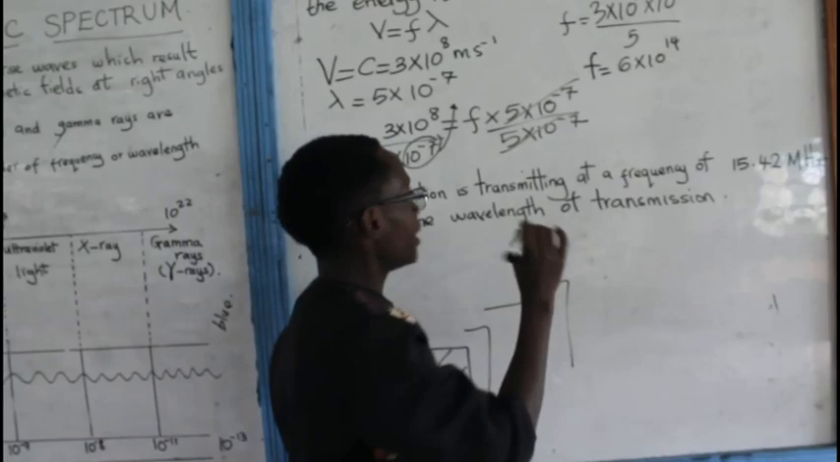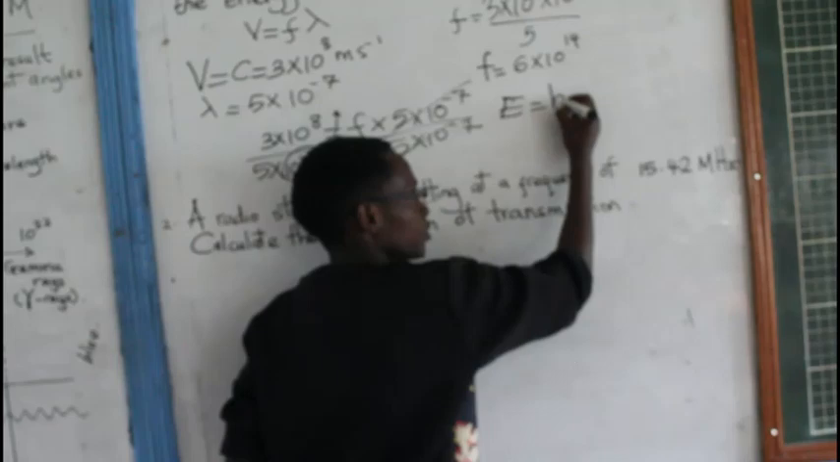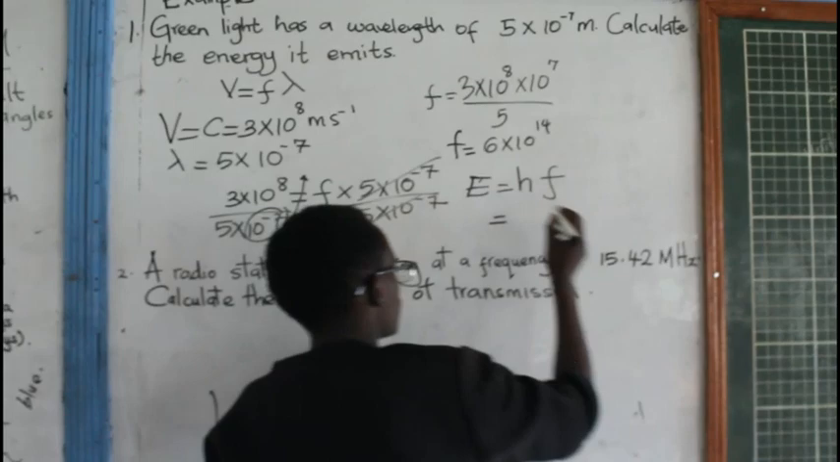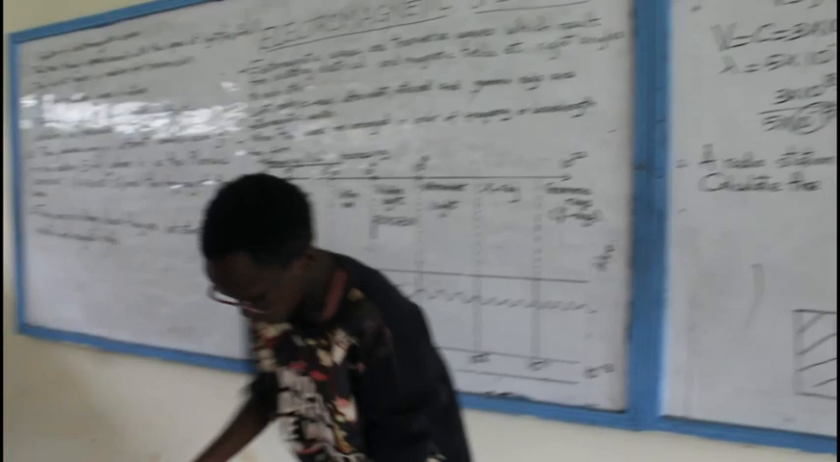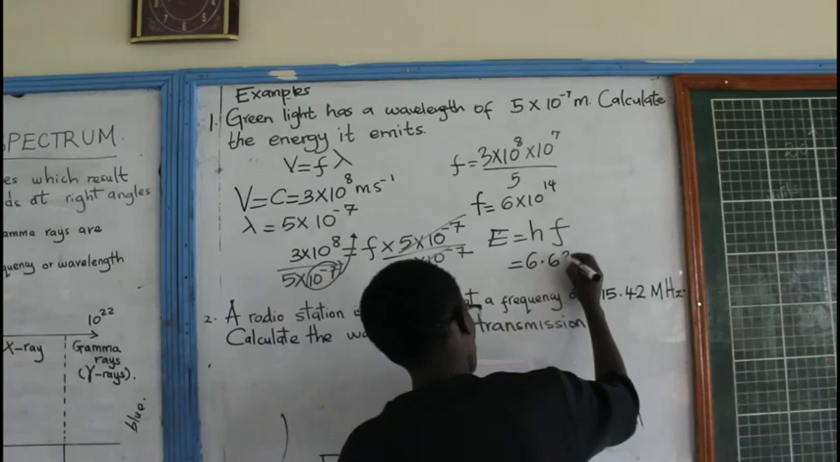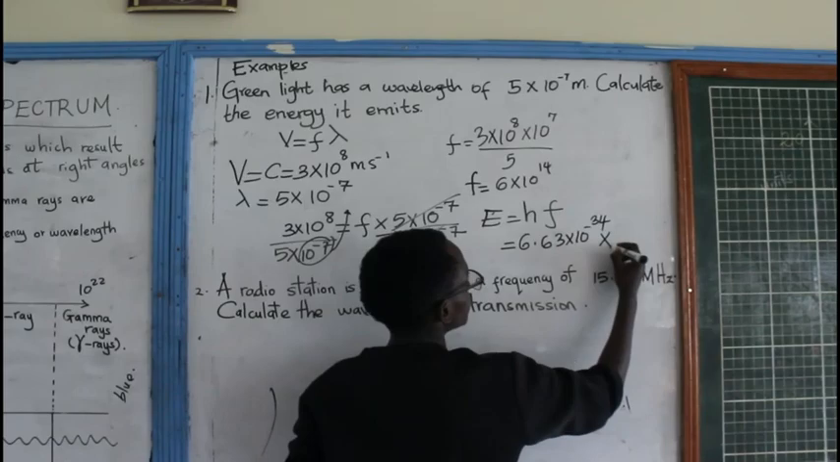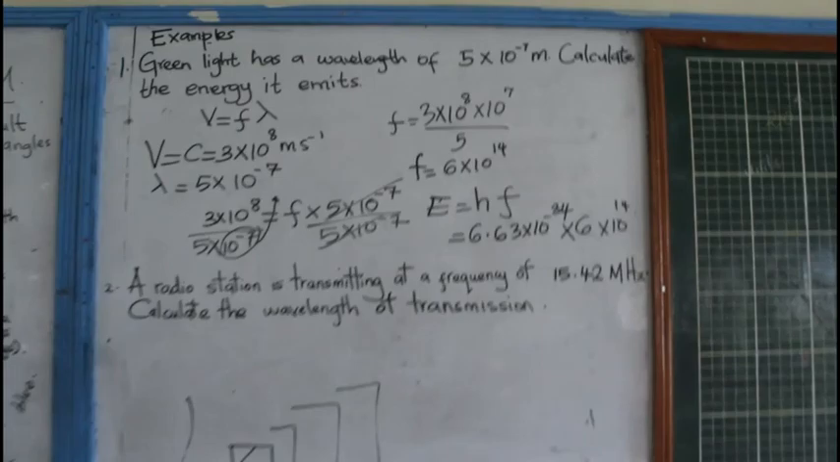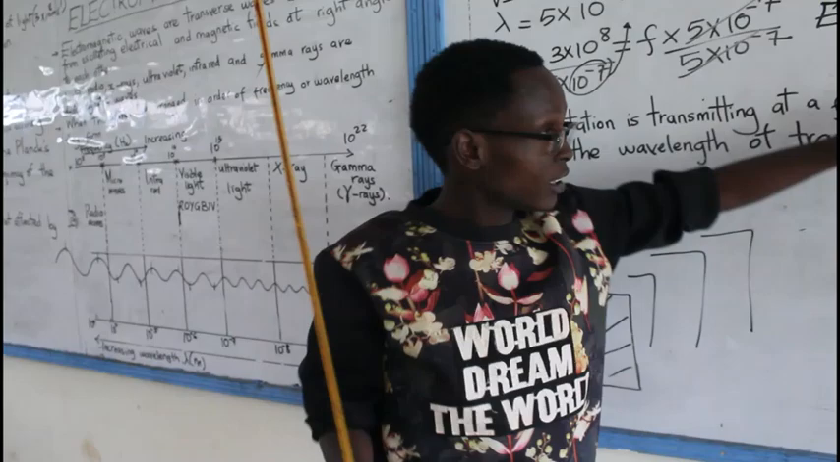However, remember from Planck's equation, whereby energy is equal to Planck's constant multiplied by the frequency, we have the energy as Planck's constant, which is 6.63 times 10 to the negative 34, multiplied by our frequency, 6 times 10 to the 14. There's one thing I want you to note here: Planck's constant does not change. It's always the same.